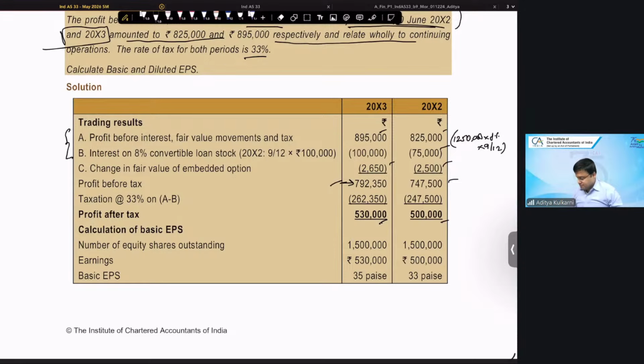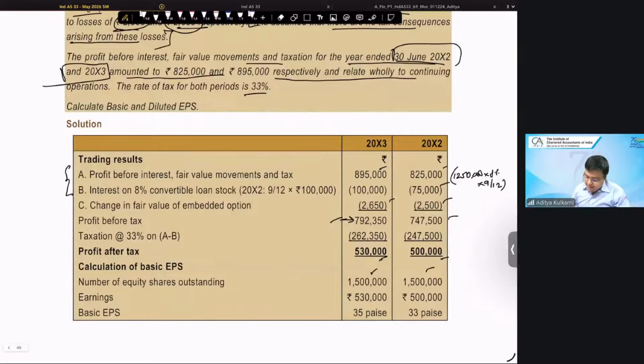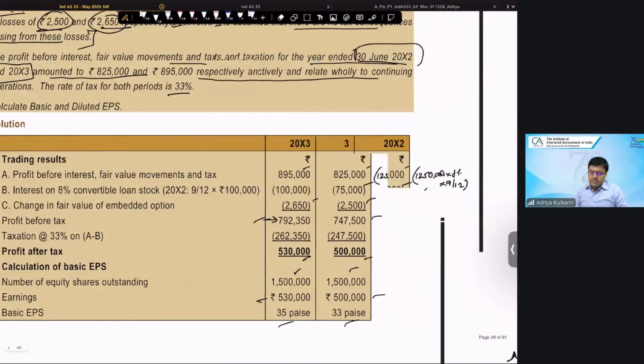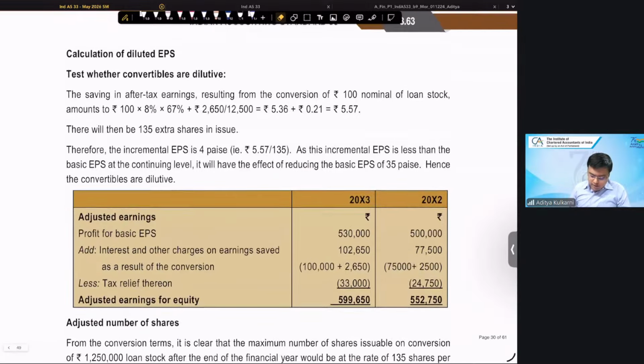And ultimately, the number of equity shares is 15 lakhs. We are doing basic, so 15 lakhs. Earnings 5,30,000 and 5 lakhs. So 35 paise and 33 paise. This is your basic EPS. First part is done. Now, we move on to the next one.